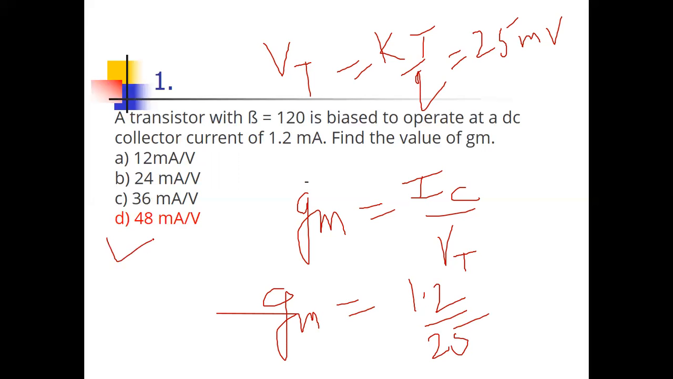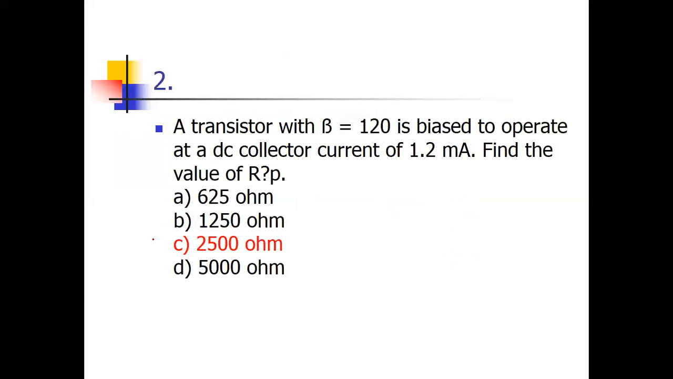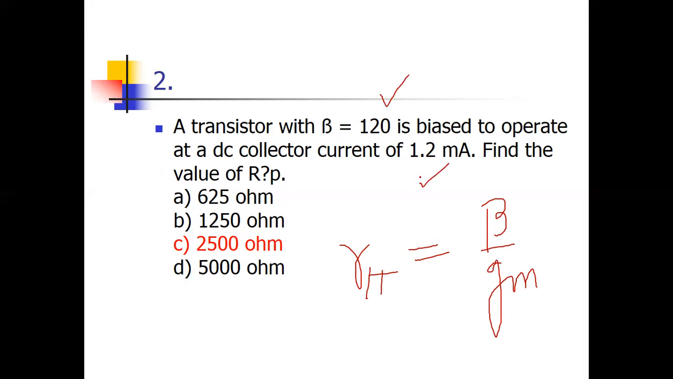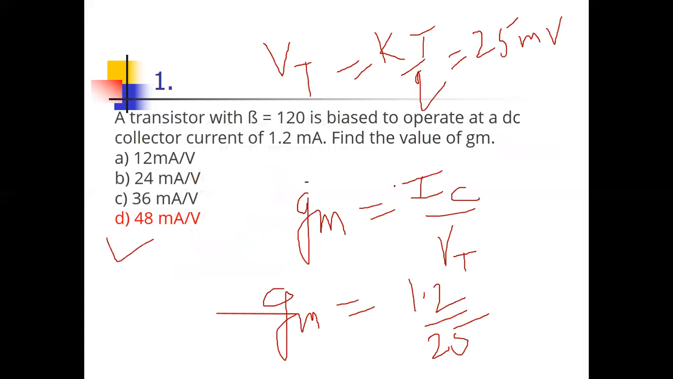Okay. Now next: a transistor with beta equals 120 is biased to operate at a DC collector current of 1.2 milliampere. Find the value of r pi. Now you should know what is r pi. r pi equals beta by gm. Since the values are the same, beta 120 and IC 1.2 as in the previous one, gm will be 48 milliampere per volt.